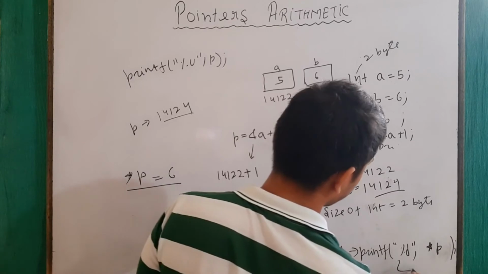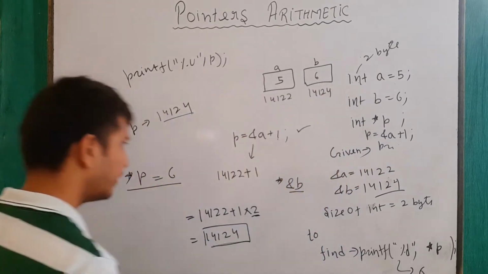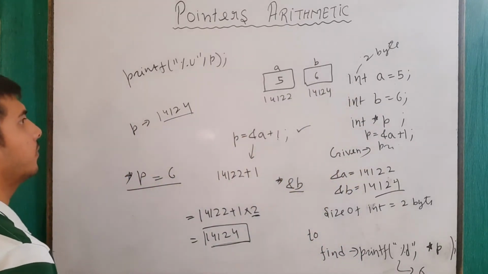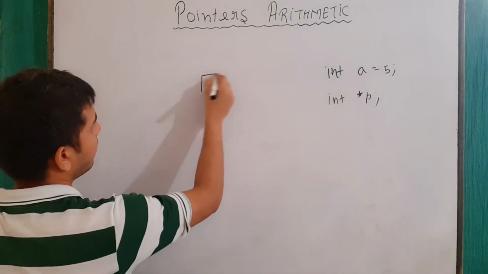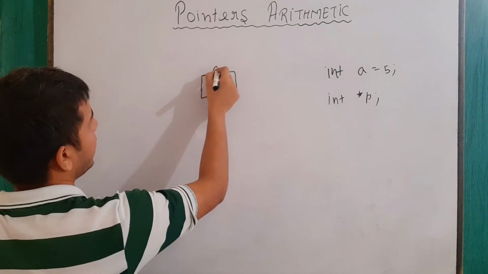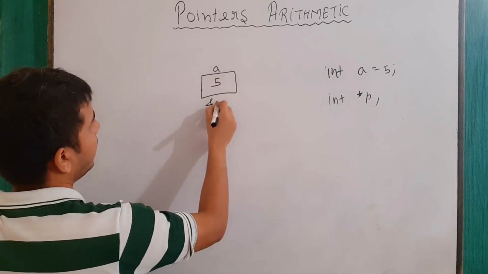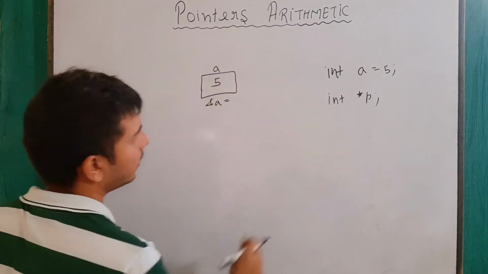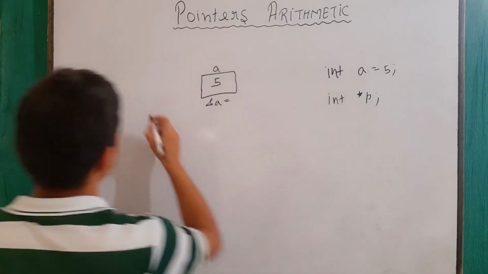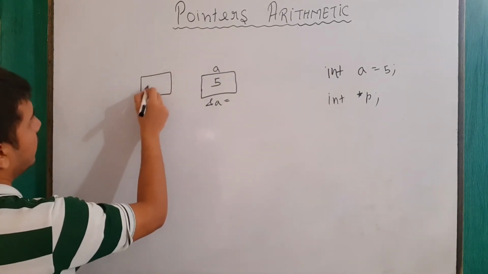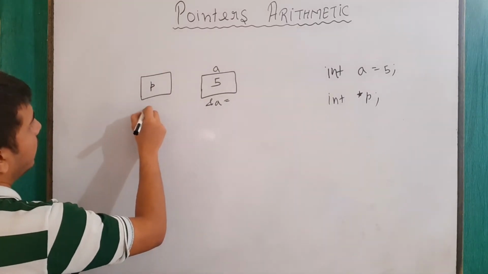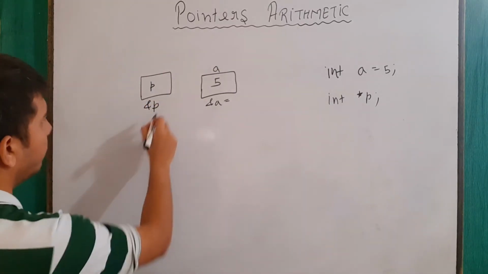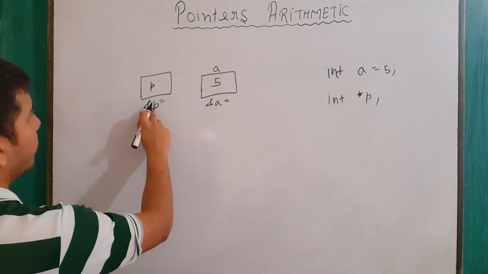So here our final output will be 6. Now let's see another example. Here it is given that a equals 5. So let's say a is 5, and there is also a single pointer given. Here it is p, and it also has some address. We don't know what the address is.